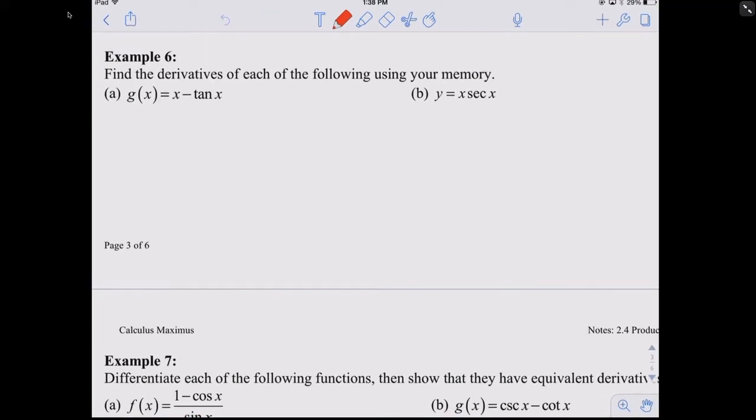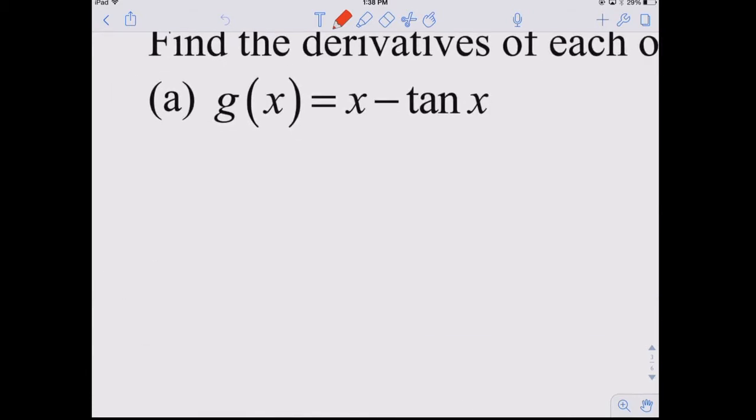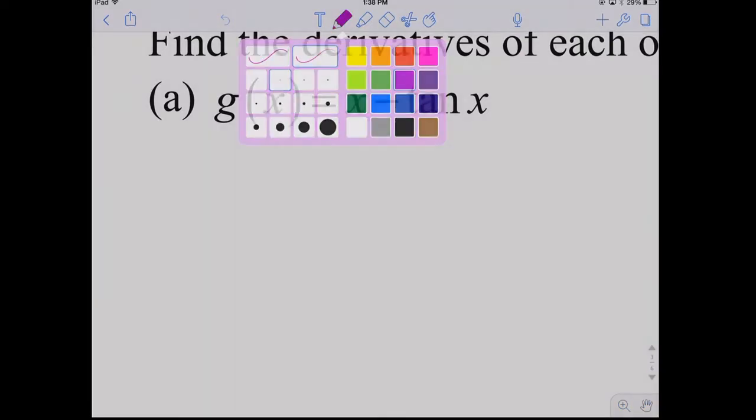Okay, so now that we have our trig derivatives all memorized, all 6 of them, we're going to start using them. And we can combine them with all the other rules that we've already learned. So, from memory, we're going to take the derivatives of these functions. So, g of x is equal to x minus tangent x.